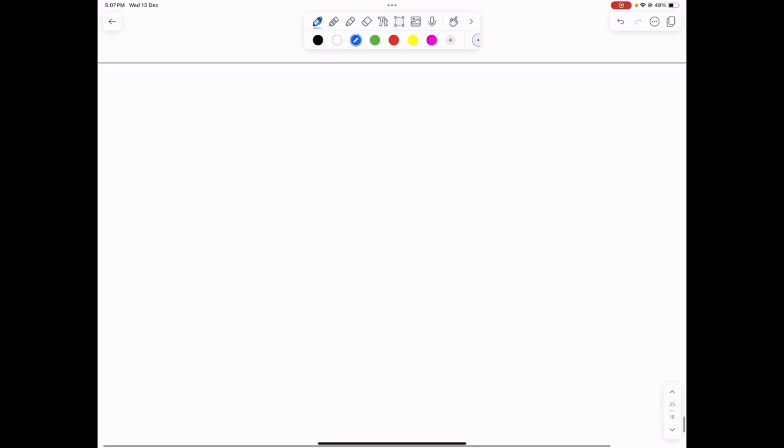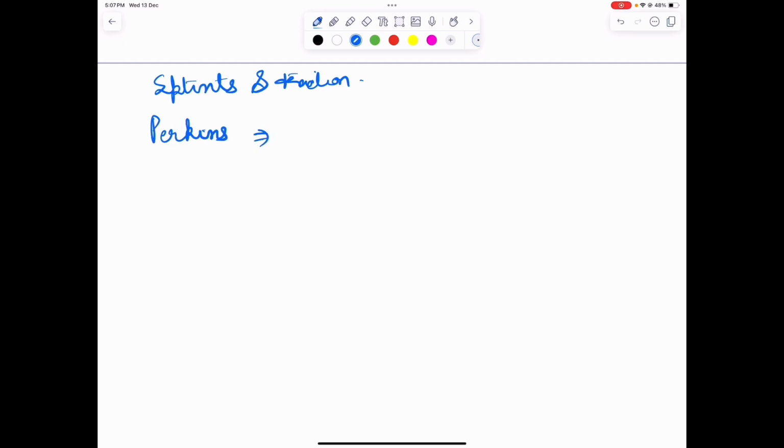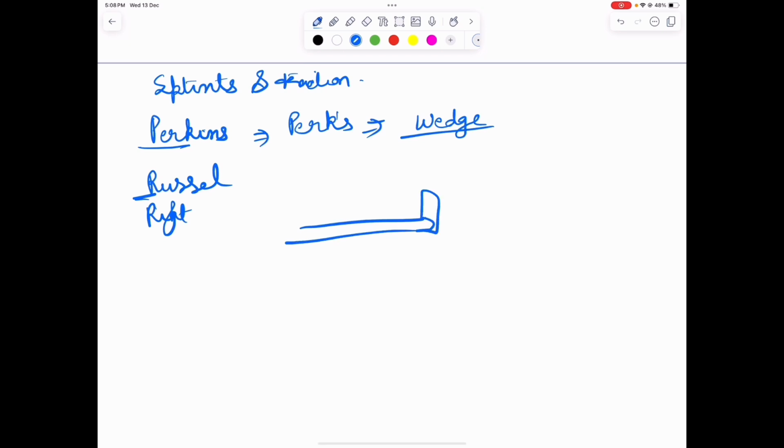Now, don't we see the splints and tractions that we used? Splints and traction. In Perkins there are perks being given. When perks are given, then you have to cross some bottleneck or path. So therefore, wedge would be used in this. And Russell is for right angle. The leg would be in the sheets. These are the sheets, and this thread would be vertical. Dunlop traction is for the humerus.